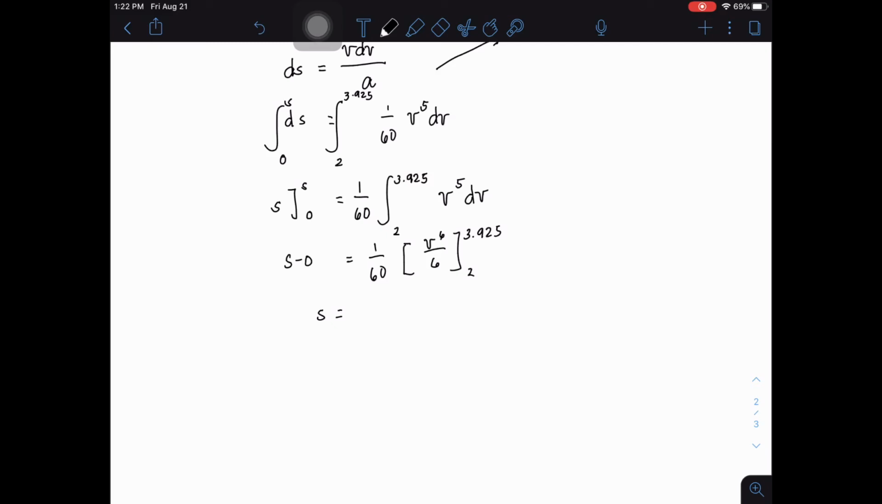And then we can actually solve for the value of s, right? So we have 60 times 6 would be 360. Okay, 1 over 360. Okay, upper minus lower, so that's 3.925 raised to the 6th power minus 2 raised to the 6th power, giving us a value for s as 9.98 meters. Okay, so yeah, that's it for number 2.